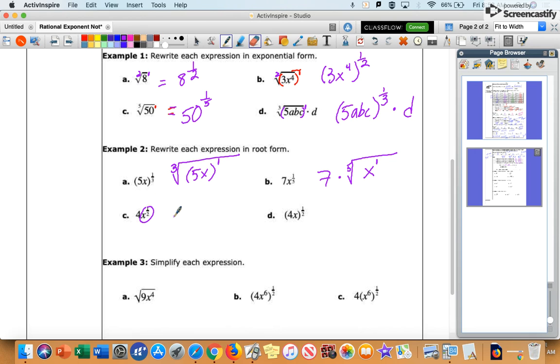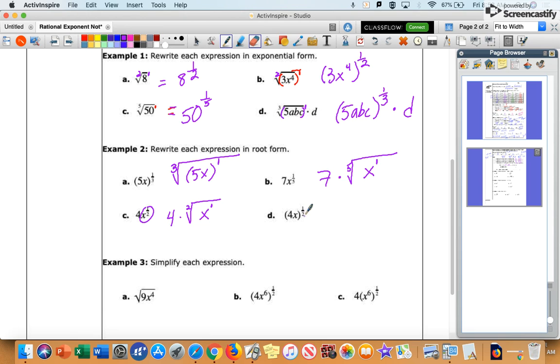Same thing on the next one here. Only the x is being raised to the 1/2 power. So 4 is not being raised to the power, so we'll keep that as a coefficient out here. So 4 times the square root of x. And remember, the 1/2 power is the same thing as the square root, so you could just leave it like this. If you really want to put a little 1 here and a 2 here, that would also be correct.